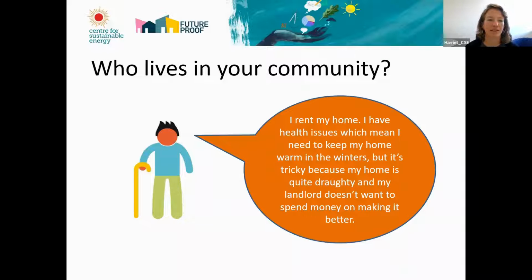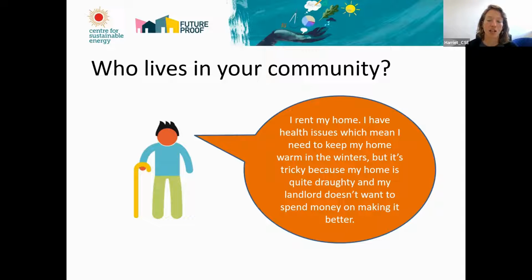Let's meet someone else. This is an older person. He rents his home and he has health issues, which means he says, I need to keep my home warm in the winters, but it's tricky because my home is drafty and my landlord doesn't really want to spend money on making it better. So with this person, it's really good to understand what are their motivating reasons. They need to keep their home warm for health reasons. So it's really about quality of life and how to make themselves more comfortable.